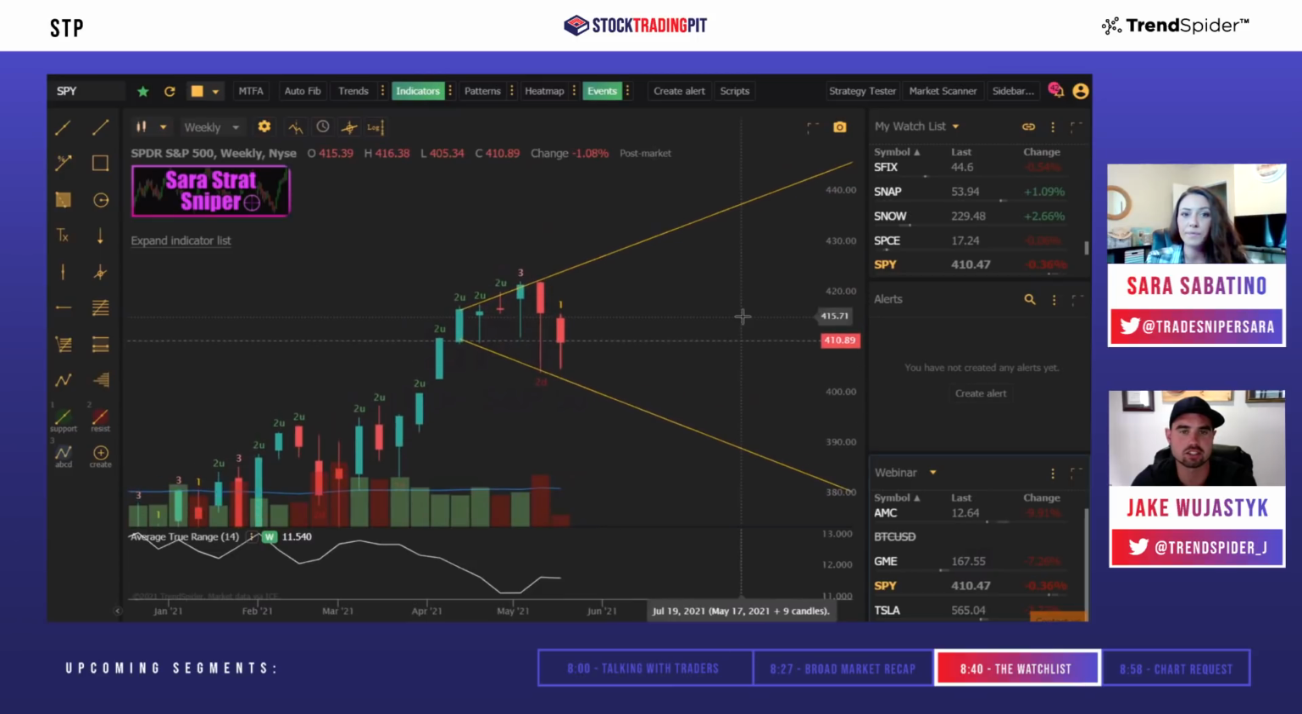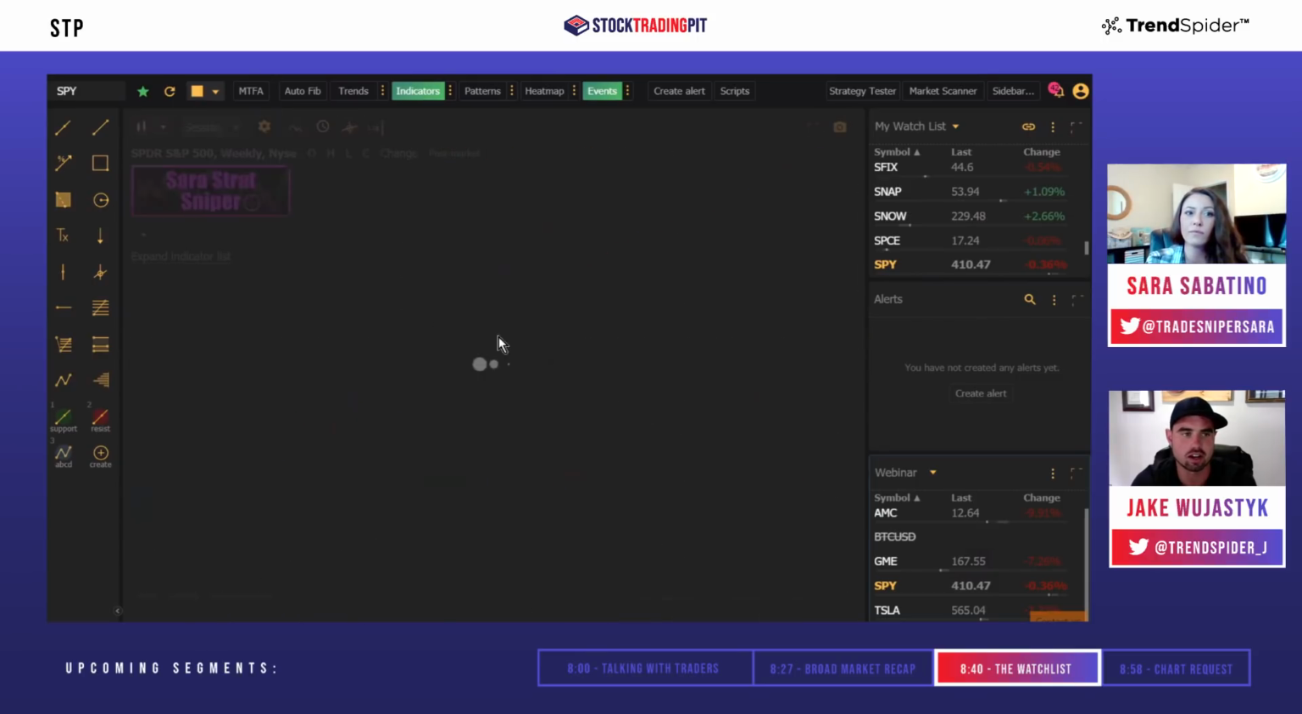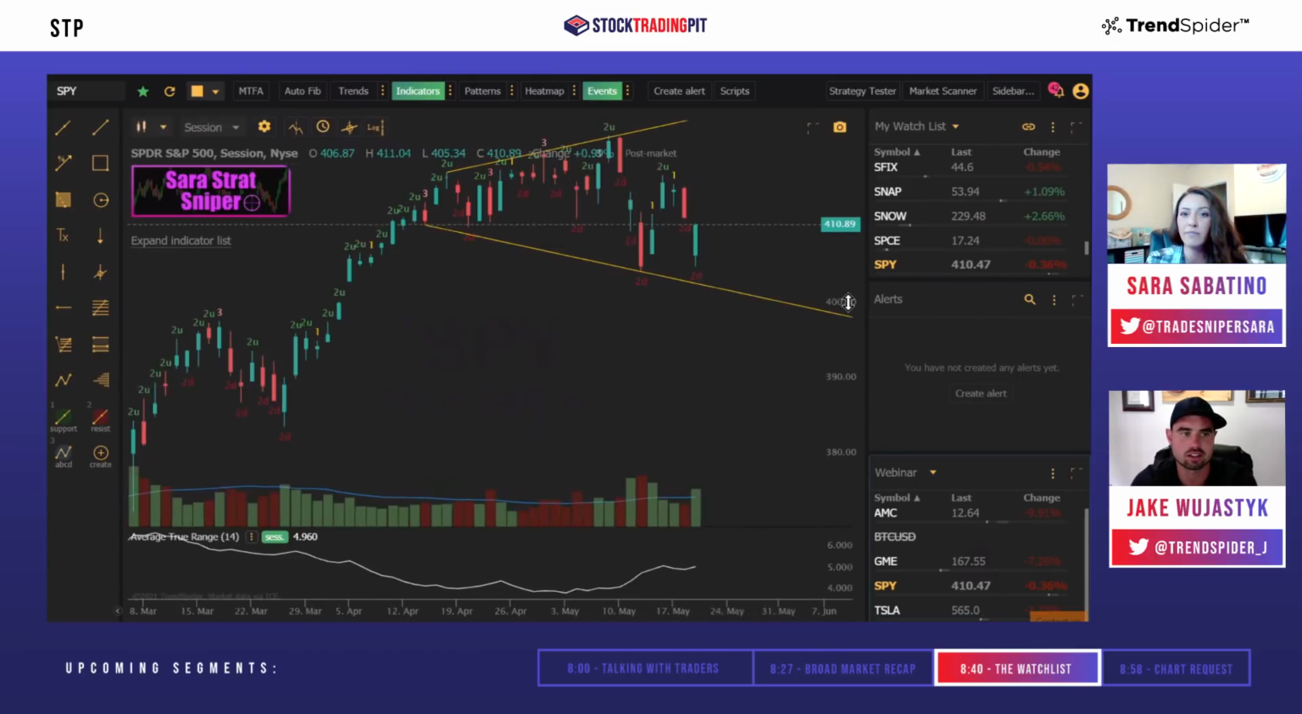Yeah, I hear you. And I know you guys like to use the broadening formation, so it's interesting to see we got quite a beautiful one here on SPY, at least for now. Yeah, especially on the daily.